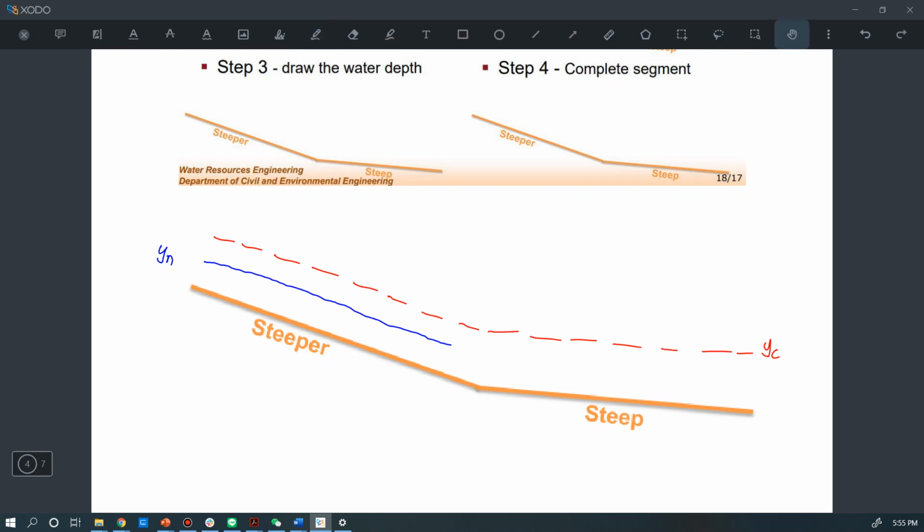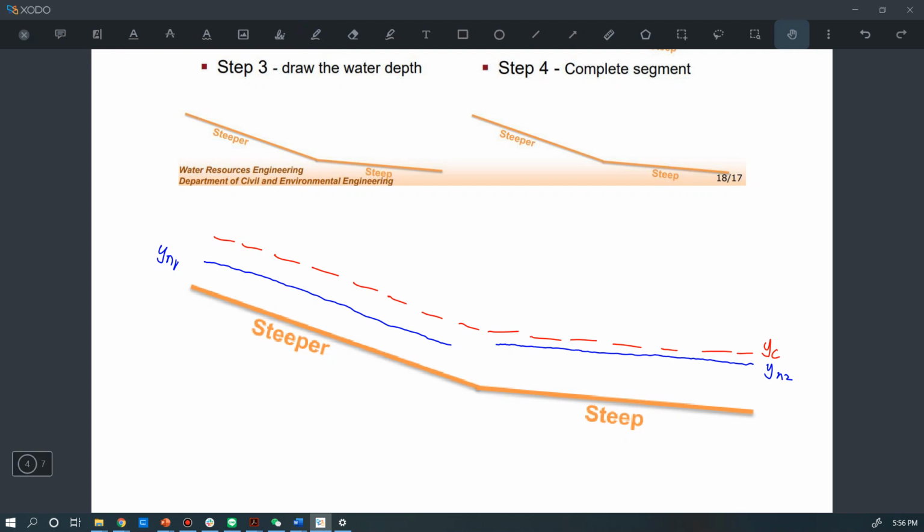Okay, and because this transition goes from the steeper channel to a not-so-steep channel, that means the normal water depth will be higher than the water depth in the steeper channel, as I show on the screen here. Let's give the numbers N2 and this is N1.